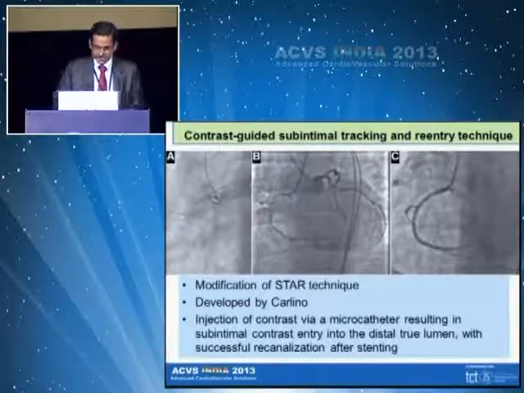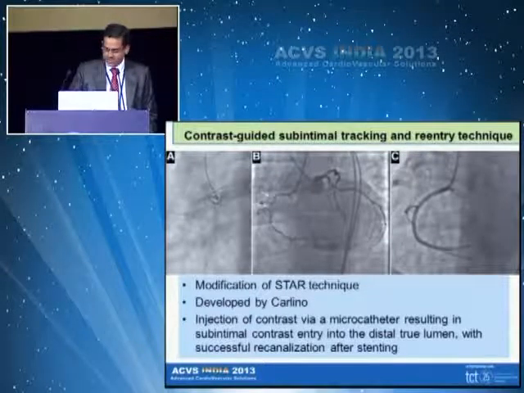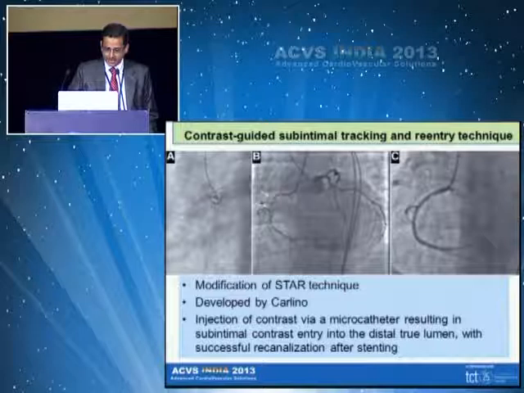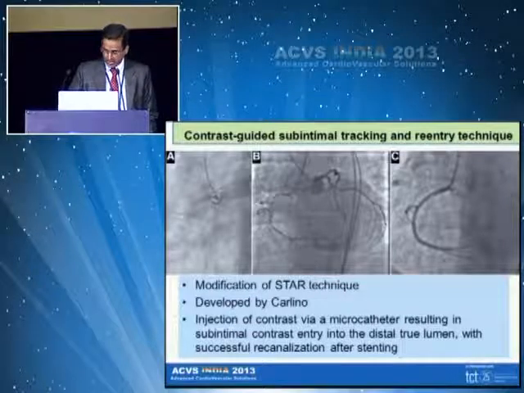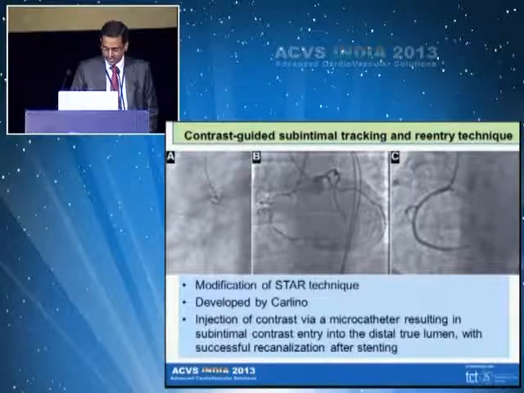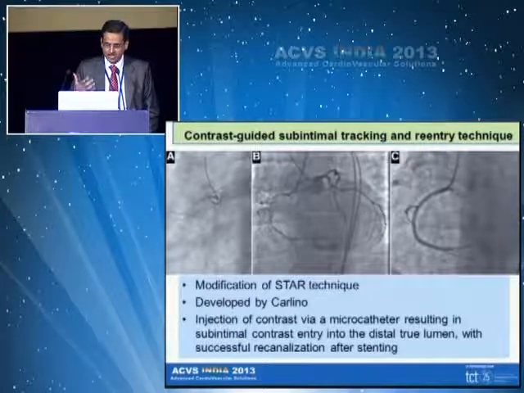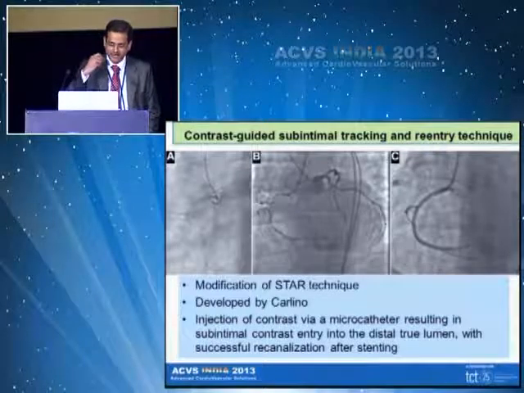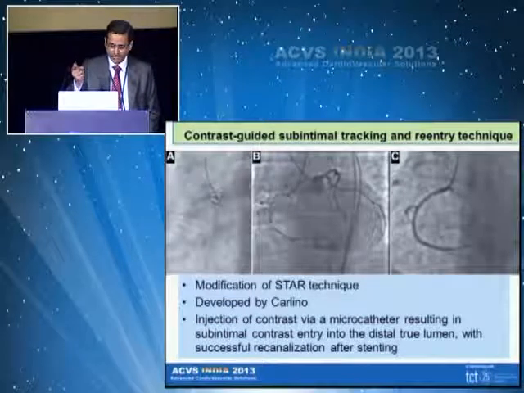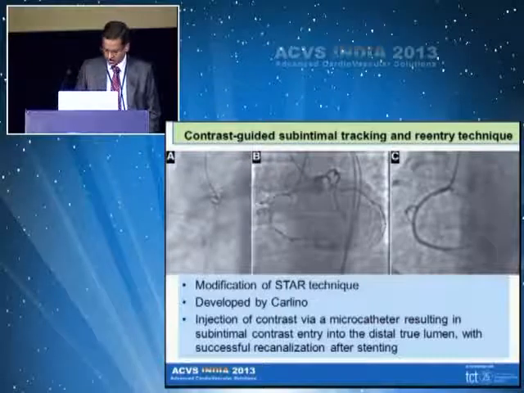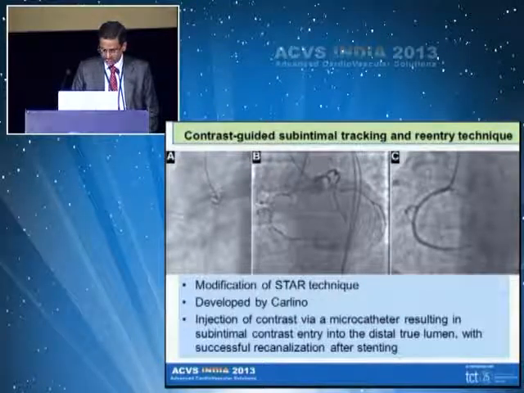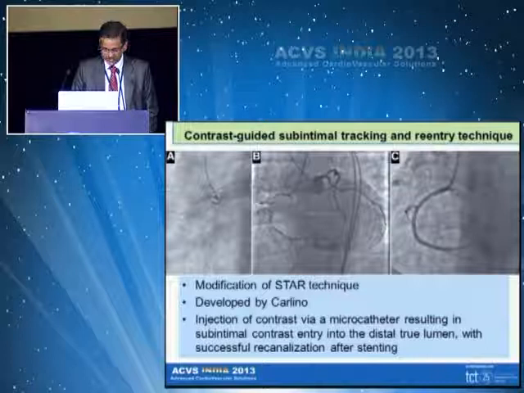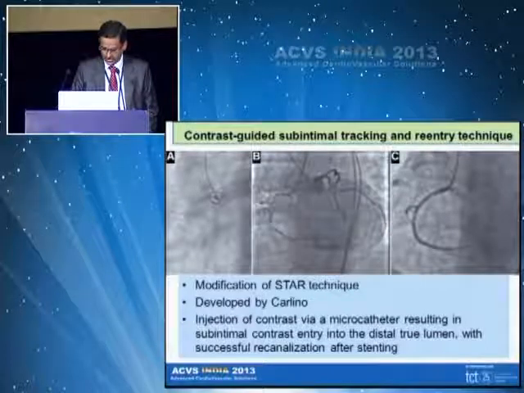This is a similar example of a star technique, but instead of using a J-shaped wire, this was described by Carlino. I do not use this technique, where a catheter like a Fine Cross, while you are injecting the dye, you can advance it like a star technique from a false lumen. By injecting a dye, you can come into the true lumen. I have no experience in this, but it's a technique that has been described.